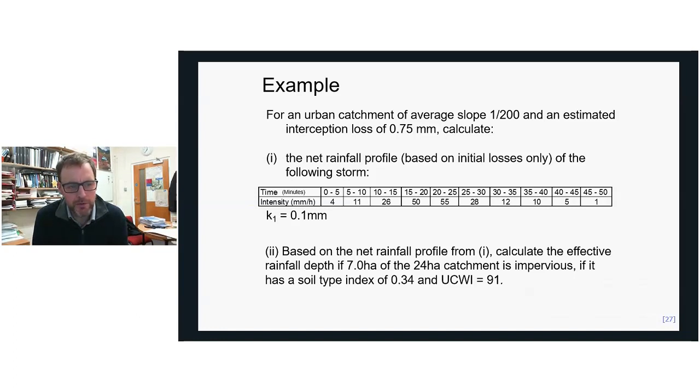For an urban catchment of average slope 1 in 200 and an estimated interception loss of 0.75 millimetres, calculate the net rainfall profile based on initial losses only of the following storm. So we've got an intensity, we've got time, and we've also got the K1 figure. We've got the slope, and we've got the initial losses. So the K1 figure and the slope, what does that enable us to calculate?